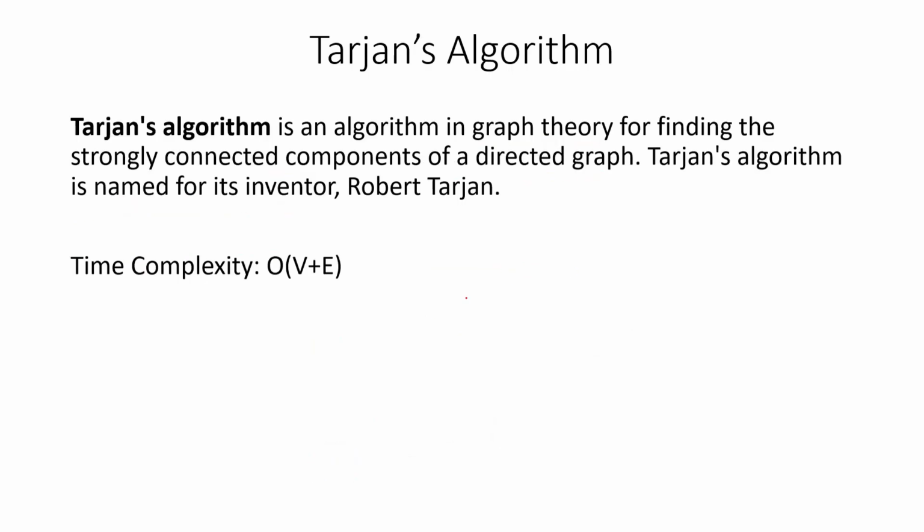Next algorithm, which also finds strongly connected components, is the Tarjan algorithm. Tarjan's algorithm is an algorithm in graph theory for finding the strongly connected components of a directed graph. It is named for its inventor Robert Tarjan, and the overall time complexity is V plus E.